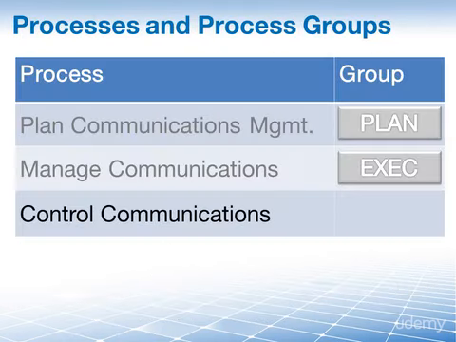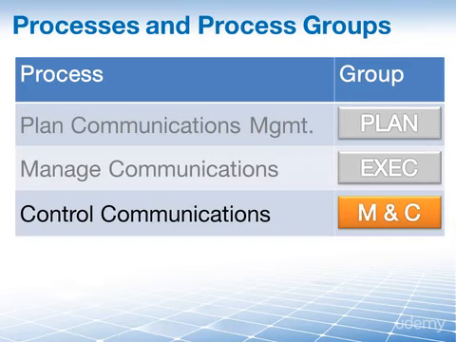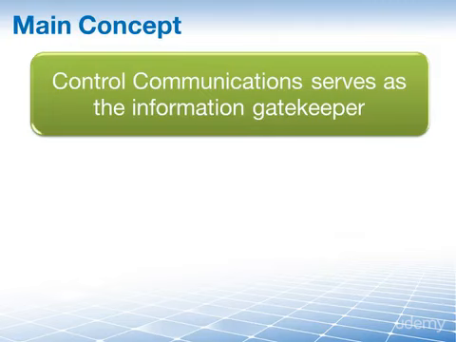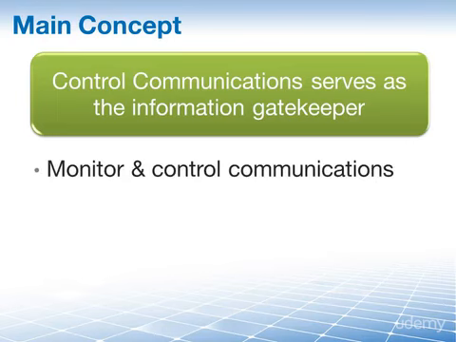In regards to the process groups that these 3 processes fall into, it's quite straightforward. Plan communications management is a planning process. Manage communications is an executing process, and the focus of our lesson right now, control communications, is part of the monitoring and controlling process group. The main concept to understand in this process is that control communications serves as the information gatekeeper for the entire project lifecycle. It's really all about how we monitor and control communications for the project.